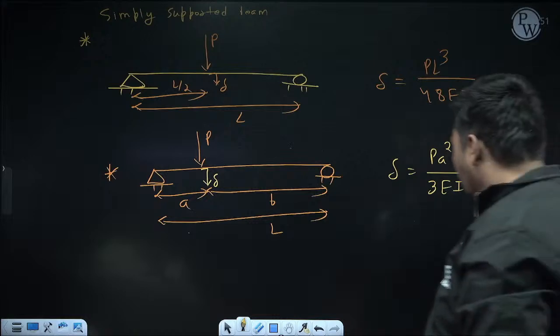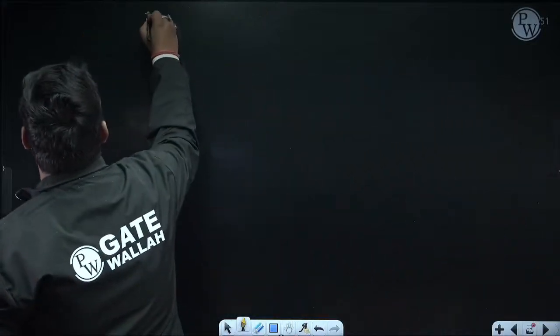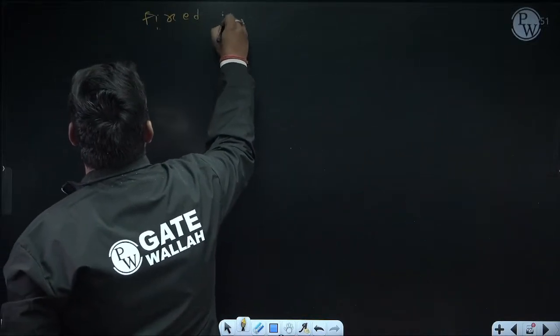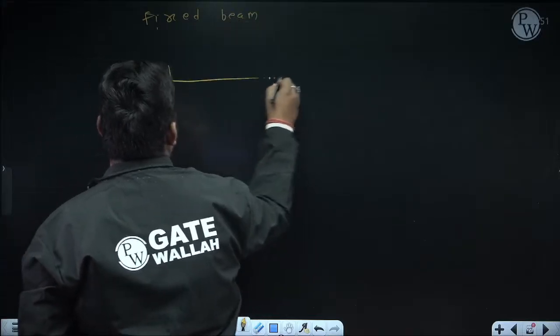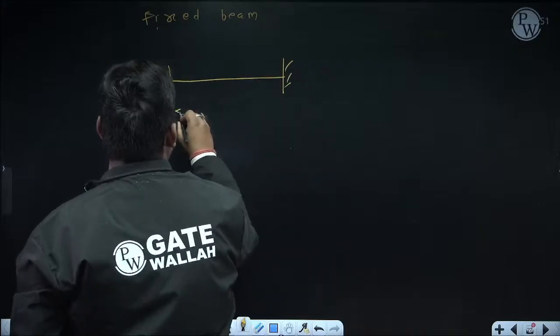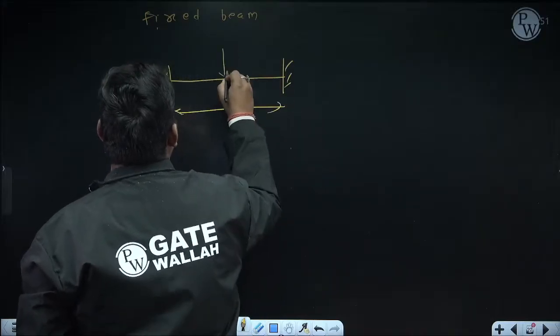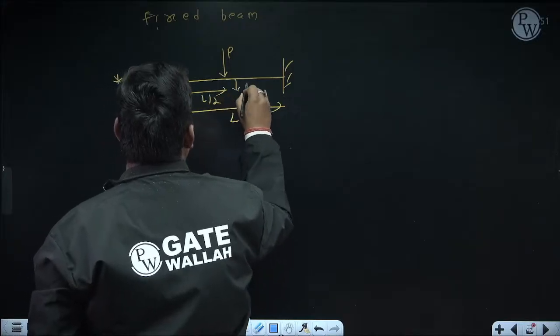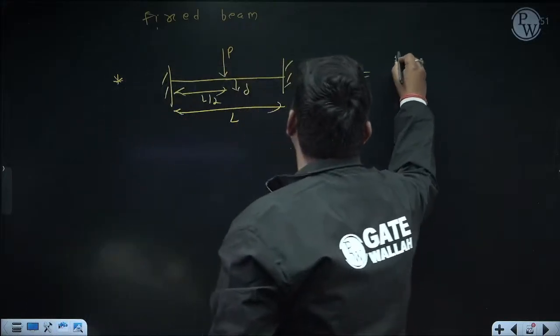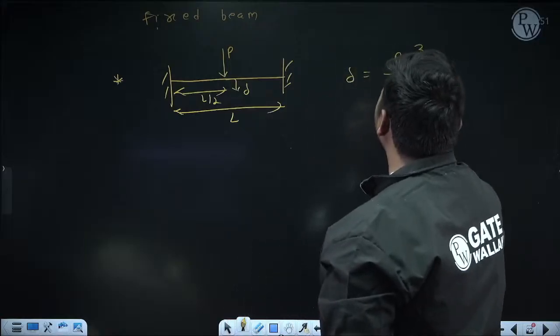Now similarly, this is the standard formula for a fixed beam. Fixed beam means both ends of the beam are fixed. Now in this fixed beam, if we apply a concentrated transverse load at the center, then the formula to calculate deflection of the same point is PL cube by 192 EI.